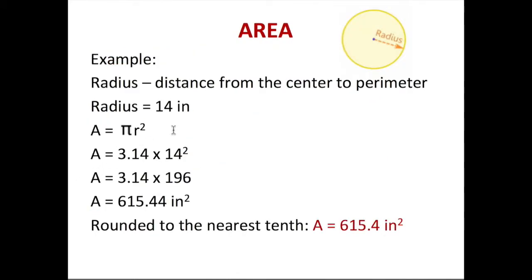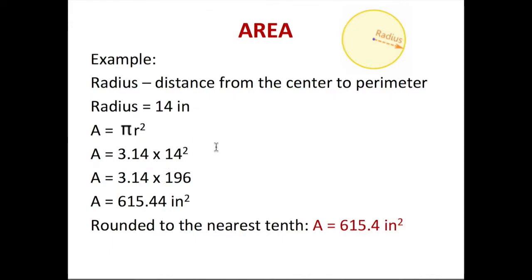Now let's look at an example of the same circle. Let's find the area of that circle given the radius. So the radius again was 14 inches. So we take pi times the radius squared, which would be 3.14 times 14 squared.